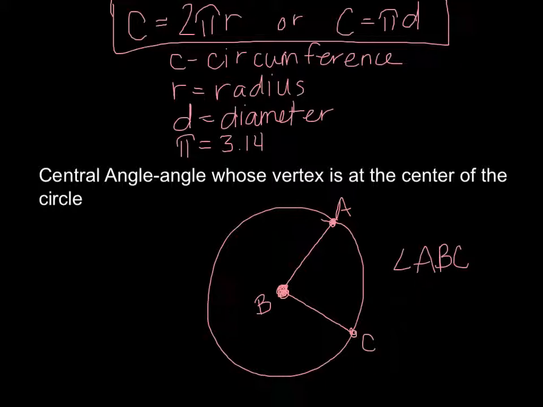Going back to this 2 pi r or pi d, if they say find the circumference of a circle whose diameter is 6, then we would just take C equals pi times 6. Then we would take 3.14 times 6. Again, guys, we've followed formulas all year.